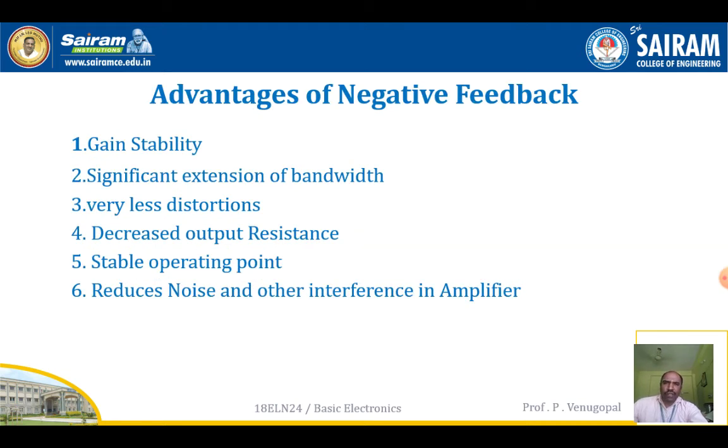Next topic is advantages of negative feedback. We have 6 advantages, which are based upon the properties of the negative feedback amplifier. First one is gain stability, and second one is significant extension of bandwidth, meaning bandwidth can be increased. Third is very less distortion, which means less exposure to interferences. The fourth one is a decreased output resistance. Fifth advantage is the stable operating point. And the sixth advantage is that it reduces the noise and other interferences in the amplifier.